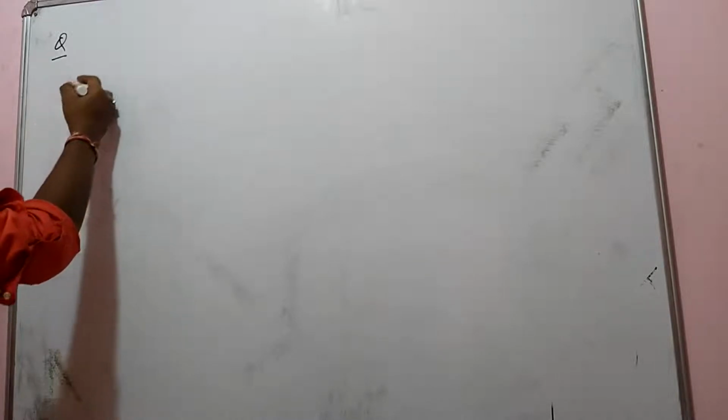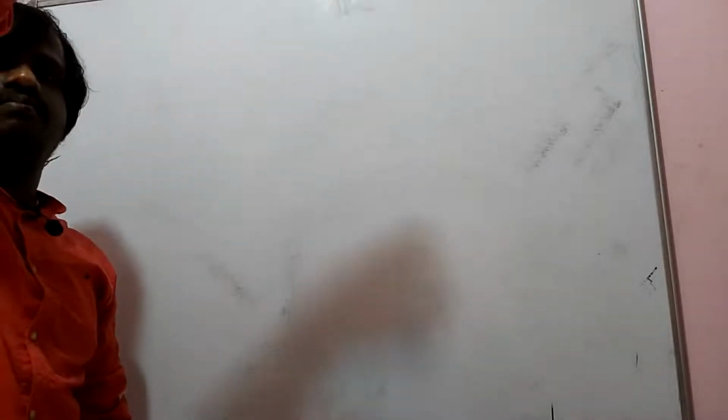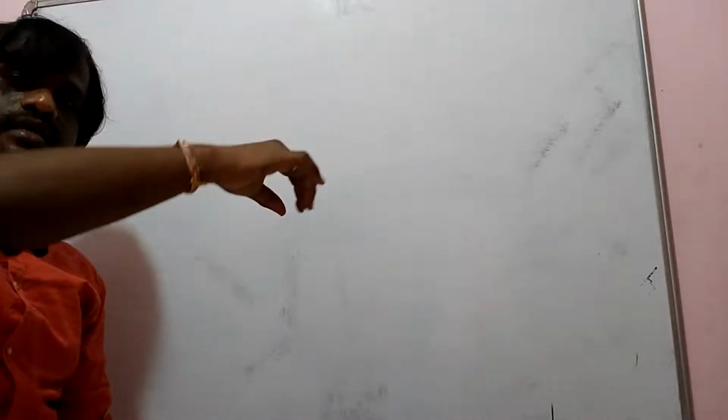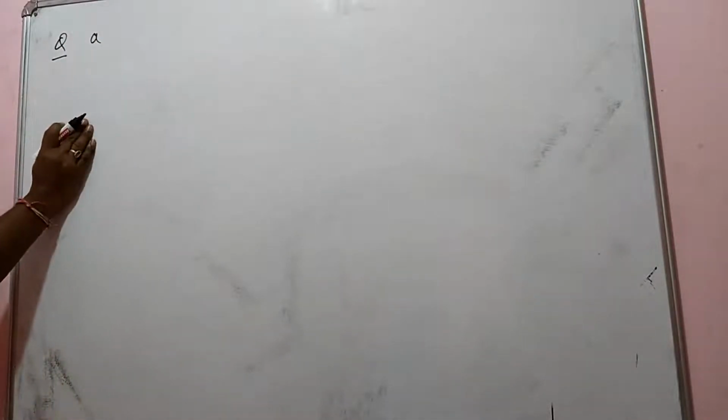A rubber ball. So here, what I am saying is, a rubber ball is there. So one ball is there. You have dropped it and it bounces. From some height you dropped it. It is that kind of question we are going to do. The question is a rubber ball.